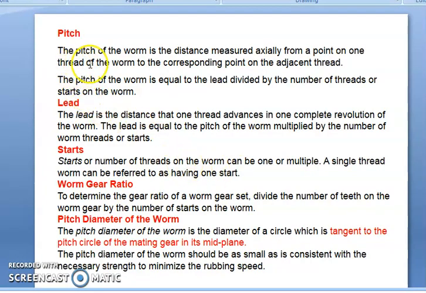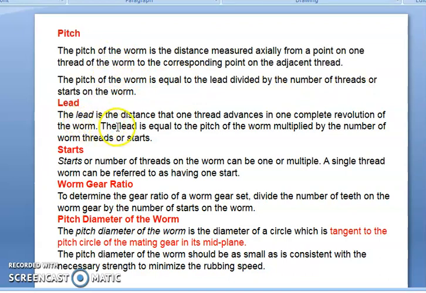So here the pitch of the worm is the distance measured axially from a point on one thread of the worm to the corresponding point on the adjacent thread. That we already know. The pitch of the worm is equal to the lead divided by the number of threads or starts on the worm. That is the relation between the pitch and the lead.